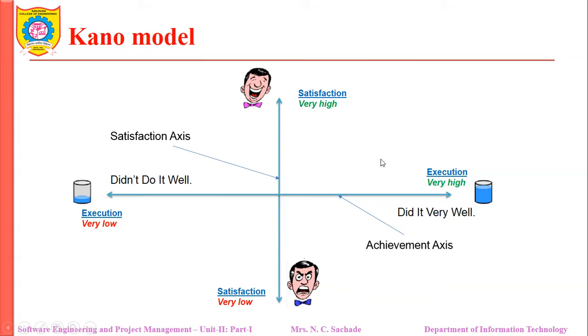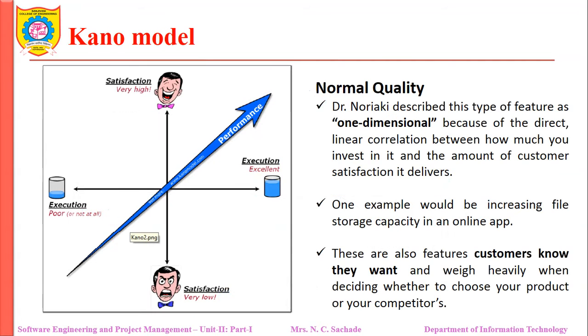Now if we talk about this quadrant, then execution is very high. It means we have implemented the requirements well. Then we should expect customer satisfaction to be very high. Similarly, it will go for these 2 quadrants. I hope you have understood it. So now we will understand what are those 3 basic requirements which we have to have to satisfy the customer.